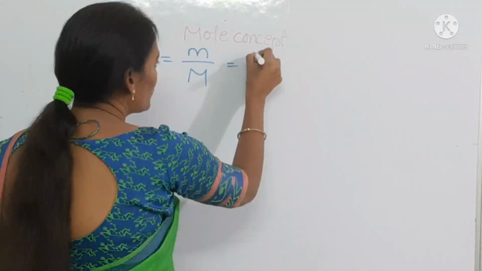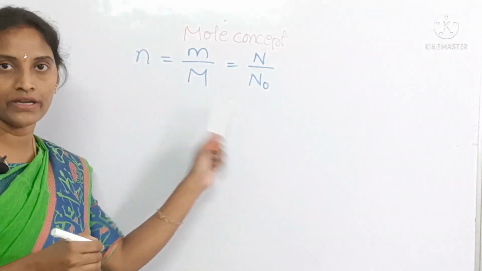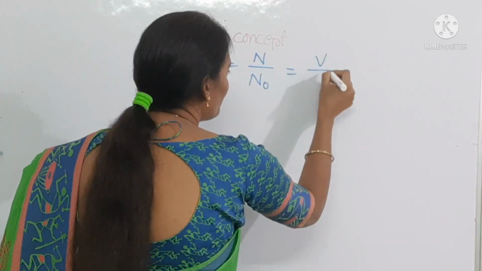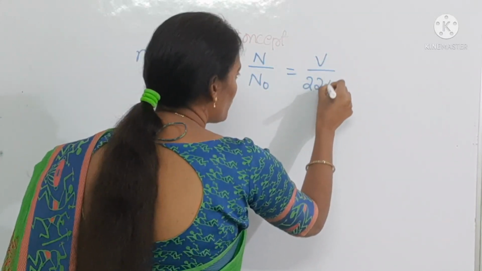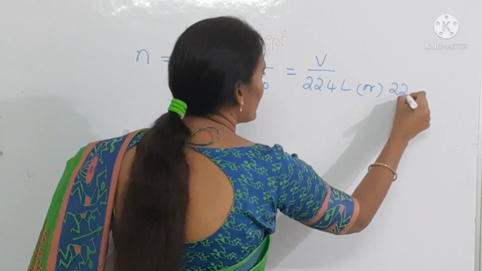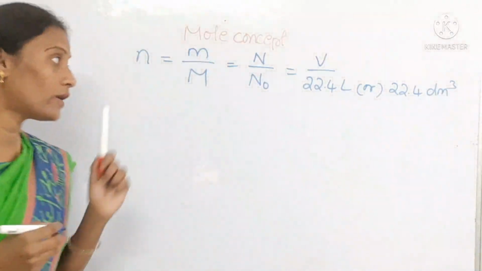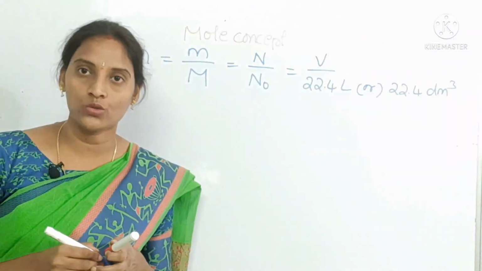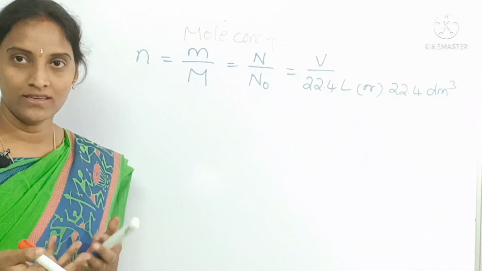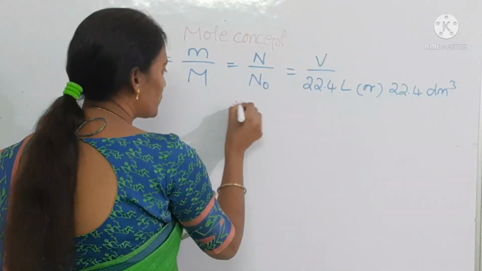If you want to calculate with respect to the number of particles, you can take n = N/N naught. If you want to calculate with respect to the volume, then V/22.4 liters, or 22.4 decimeter cube. You have to memorize these formulas, then you can go to calculation of number of moles or weight or liters, anything you can do. Okay, let's take some examples here, students.